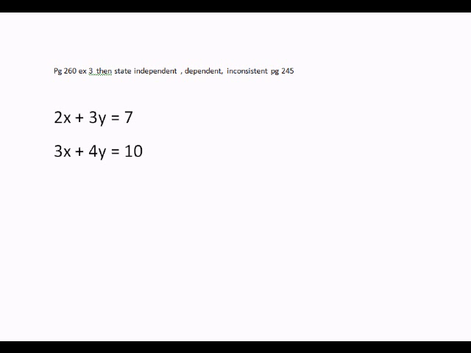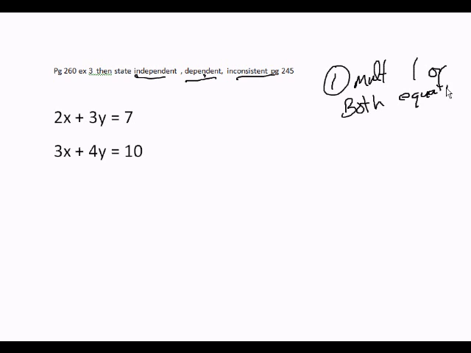Page 260, example 3. So we're going to solve this and then say whether these two are independent, dependent, or consistent. So first we're going to solve them, and then we're going to find out which one of these they are. Step number 1, multiply one or both equations to get x's or y's the same, opposite signs.